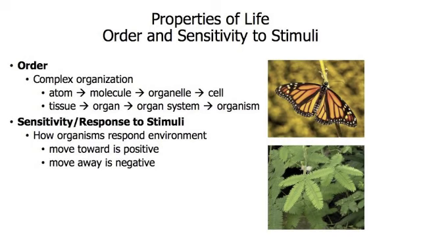The first property of life we will discuss is order. All living things exhibit a complex but ordered organization. And we can see here on the PowerPoint slide that starting with the smallest unit of matter, the atom, we can build upon that into a complex system called an organism. And we will discuss this more as the lecture progresses.